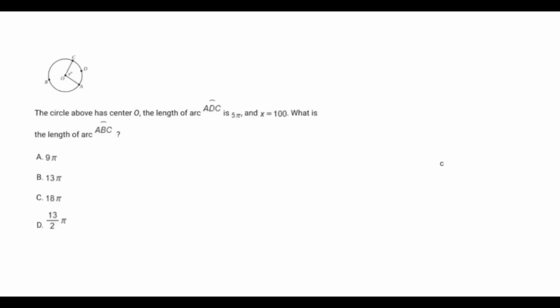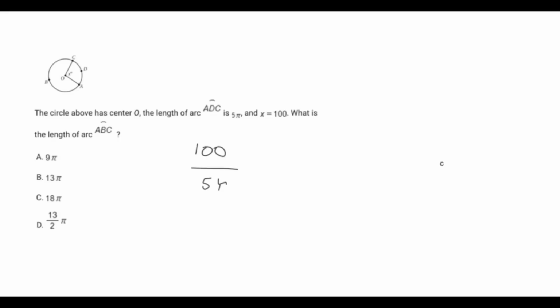The circle above has a center O. The length of arc ADC, the minor arc, is 5 pi, and x equals 100. What is the length of arc ABC? All right, so if we look at this, what we want to do is set up a ratio, right? So the first thing we know is that the angle x is going to be corresponding with that arc ADC. So our angle x, we can just write this on top, would be 100, right? And so it's corresponding to arc ADC, which has a length of 5 pi.